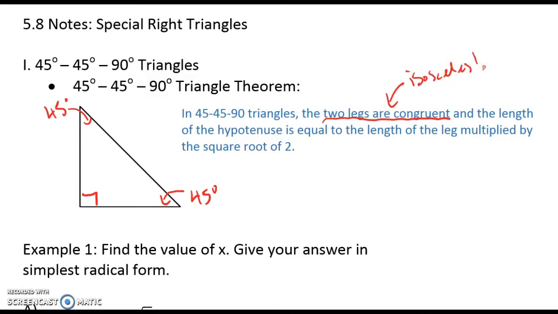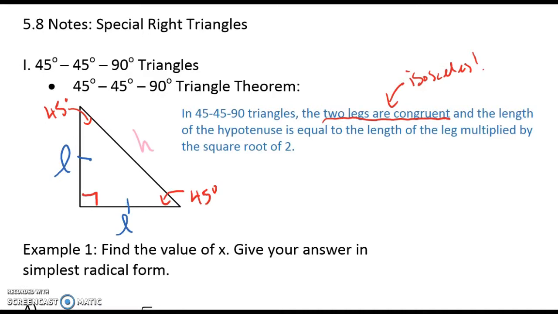And then remember, the legs are the sides that are not the hypotenuse. So, we can call it L for leg, but those are the sides that are not the hypotenuse. And of course, the hypotenuse is across from the right angle, which makes that H, right? So, again, the legs are congruent, and that just makes sense because we know if a triangle has two congruent angles, it's going to be isosceles.